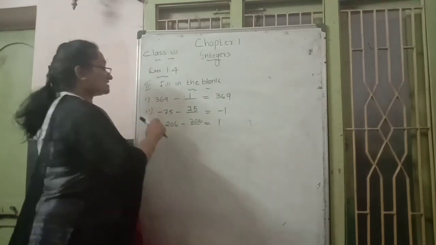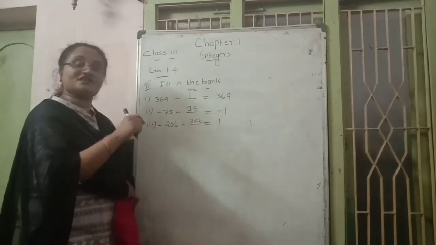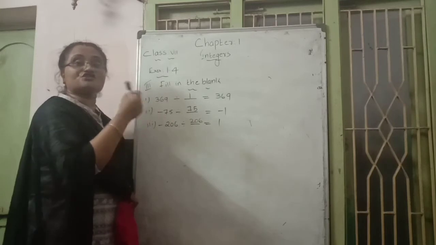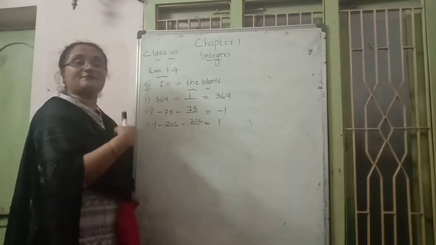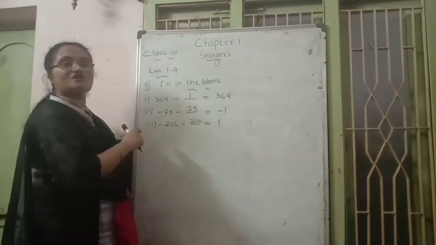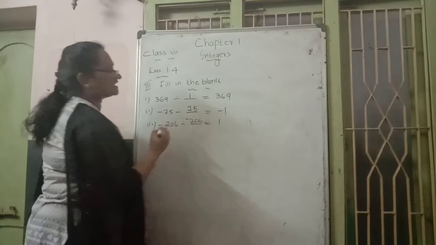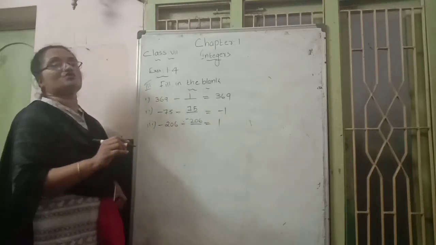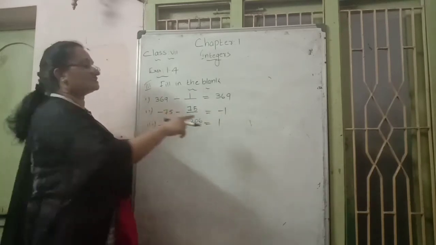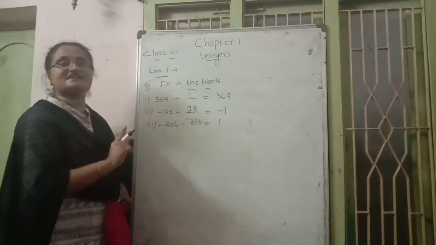Next, think about the sign. Here the answer is positive 1. When we get a positive in a question with two negatives, the answer becomes positive 1. Here there is only one negative, so in the blank place we can substitute minus 206. Then minus minus changes to plus, and the same number division gives the answer 1.